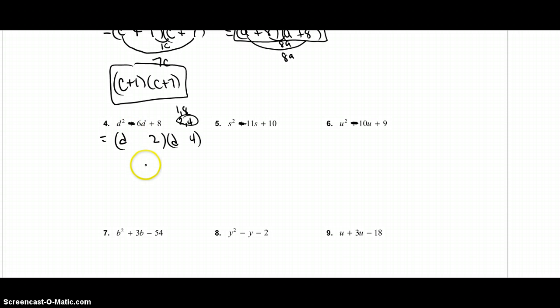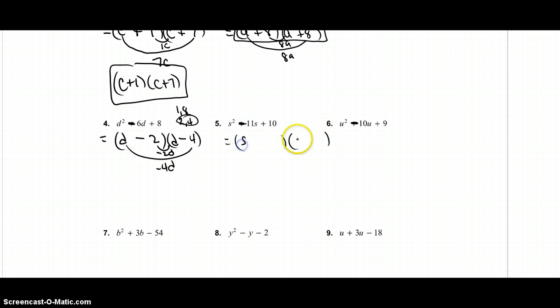But this time I need a negative 6. So when I multiply these, I get 4d and 2d, and when I add them, right now they are positive 6, but I really want them to be negative 6. So let's make them both negative. Let's do that again.